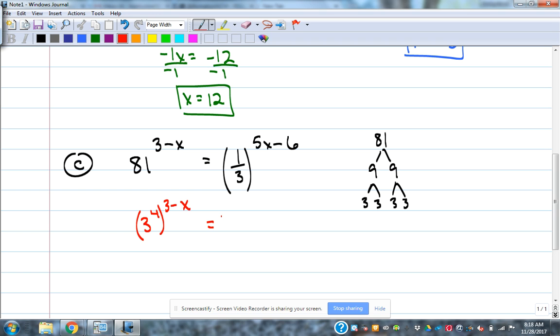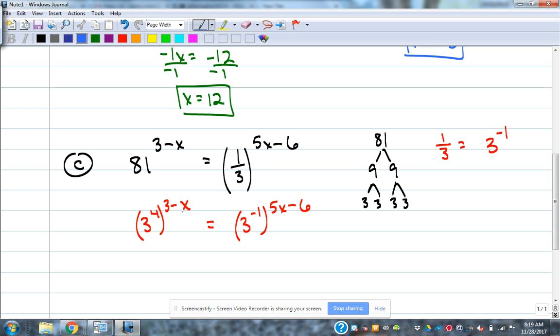So 3 being the base, pretty good chance if 1/3, there's a 3 in it. So how could I write 1/3 as 3 to what power? Think back to some Algebra 1 stuff here. How do we bring that 3 from the denominator up to the top? Negative exponent. That's exactly right. It's really a -1 exponent. That 1/3 and 3 to the -1 power are exactly the same thing. Okay, so this is really 3 to the -1, then 5x minus 6 is the exponent.